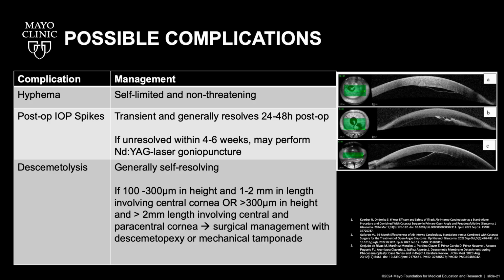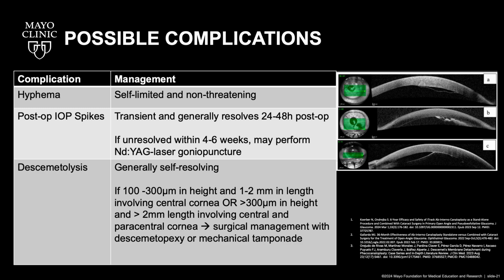Post-op intraocular pressure spikes are transient and they generally resolve within 2 days post-operative. However, if it hasn't resolved within a month to 6 weeks, the surgeon may perform a YAG laser goniopuncture. And with regards to descemet membrane detachment, this is not that common, but there are certain guidelines that come with where the detachment occurs and how it's approached.